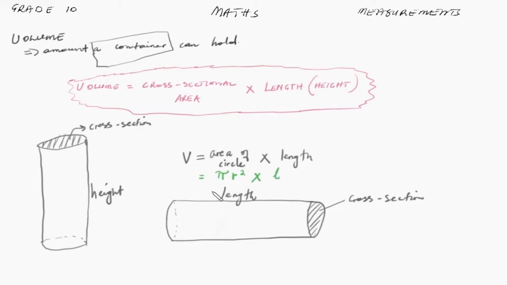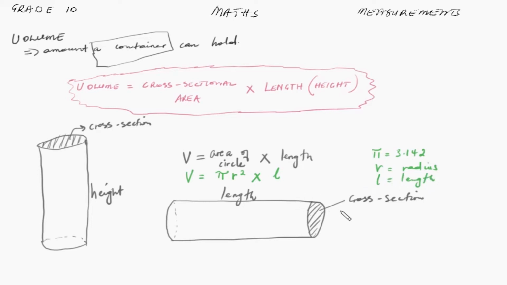So that means the volume for a cylinder would be pi r squared L, pi r squared multiplied by L, where this pi is a constant. This pi is usually equal to 3.142. It's always like this. R here stands for the radius of that circle, and L stands for the length.